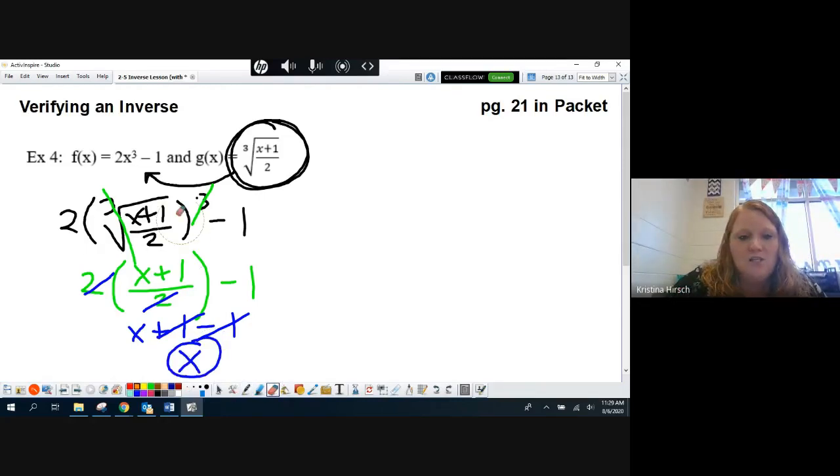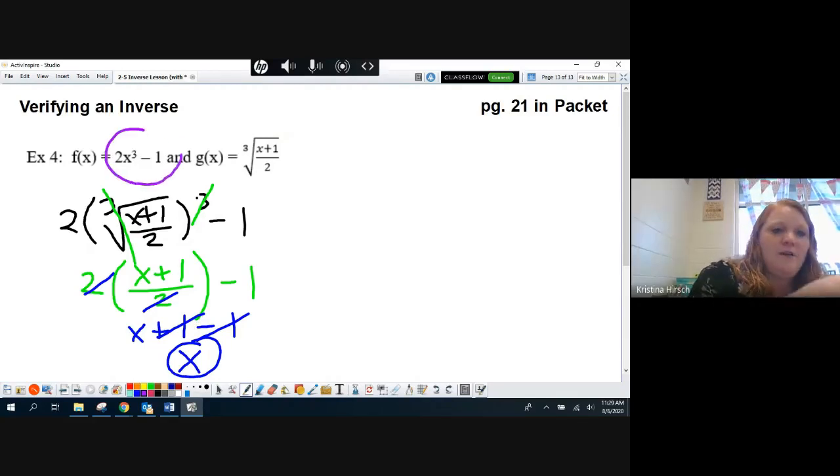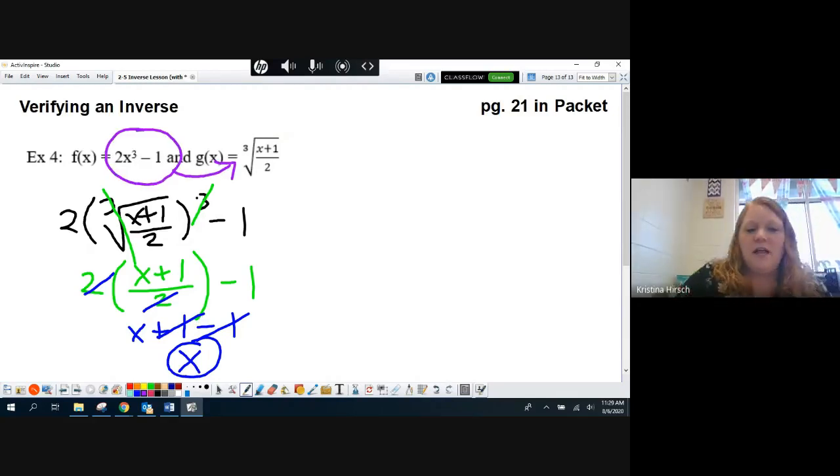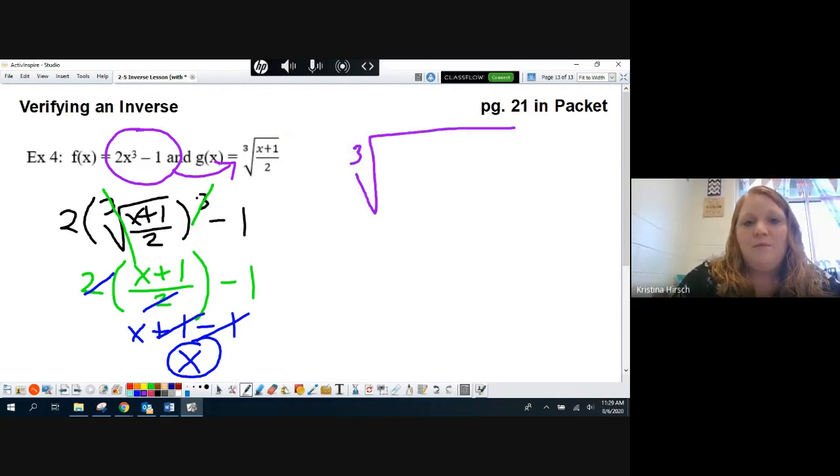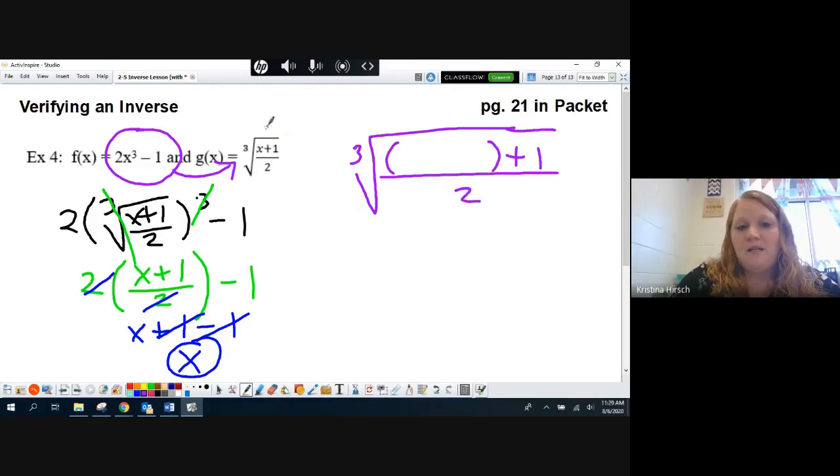So now we just need to check the other one. All right, so we're going to now take this function and substitute it into the other. All right, so we're going to have cube root, and then x plus 1 is going to be in parentheses plus 1 all over 2. So I'm basically taking this, rewriting it. It's just anywhere there's an x, I'm giving myself parentheses. So now this f of x function filters in. So 2x cubed minus 1.